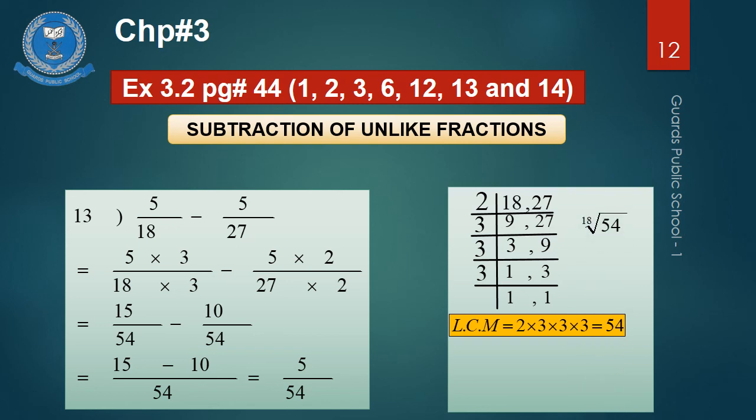Now step number 2, convert the unlike fractions into like fractions by dividing the LCM with the denominator.